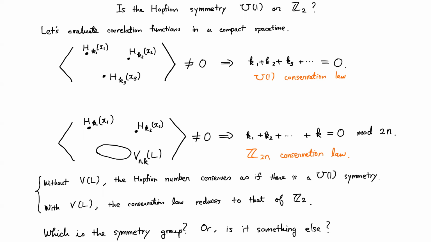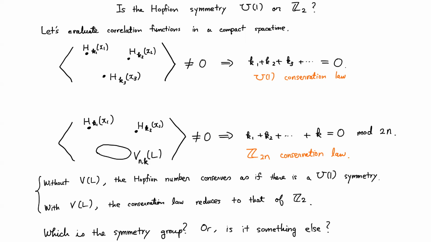However, this is not totally correct if we consider the mixed correlator having both the Hopf defect and also the vortex line defect. In this kind of correlation function, it can be non-zero only if the summation of the local Hopf charge plus the Hopf charge of the line operator is 0 modulo n. If it is non-zero modulo n, it has to vanish. So basically, under the presence of the line operator, this U1 conservation law is reduced to a Z_2n conservation law.